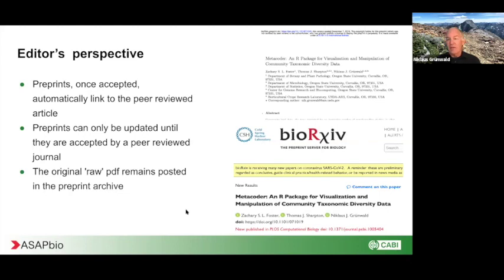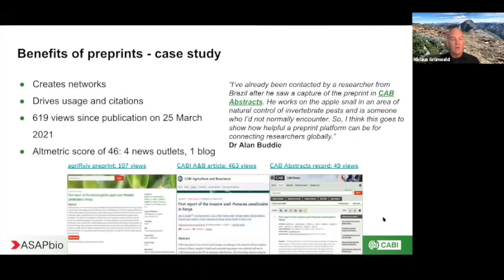Some authors might ask up to what point you can update your work. The preprint archives typically accept updates until a paper is in press at a peer-reviewed journal. And then only the original raw PDF, the last version of that PDF in a preprint archive like bioRxiv or AgriXiv, is visible. So what are the benefits, both for the journals and for the authors?